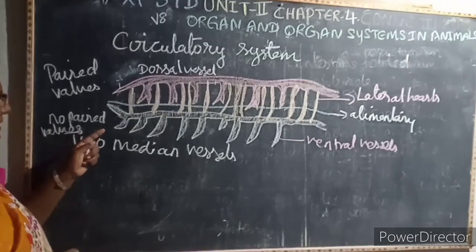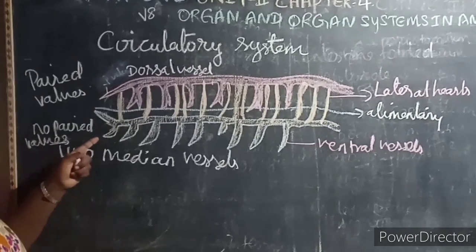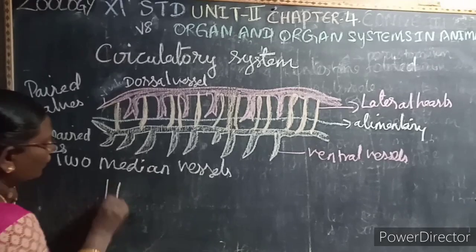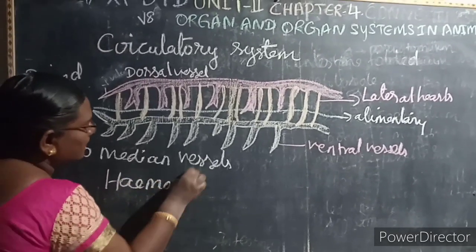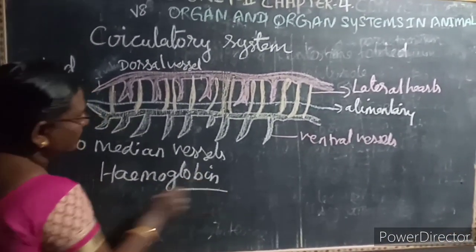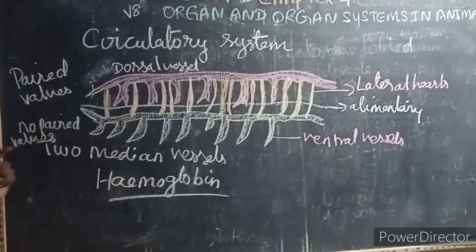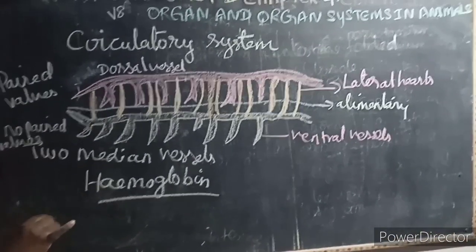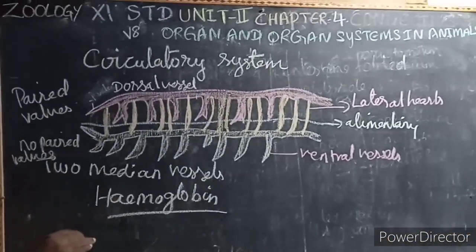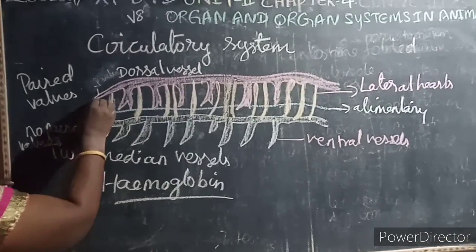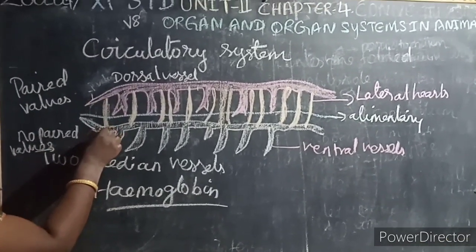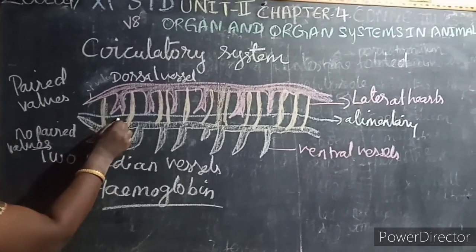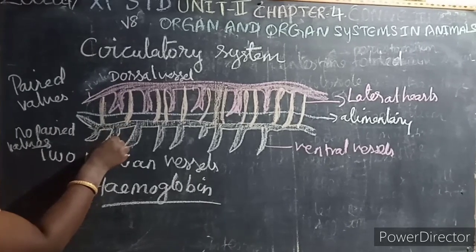In the blood cells, hemoglobin is present. The blood glands produce the blood cells. The hemoglobin gives a red color to the blood. It's very simple. The circulatory system of the earthworm is closed type. It contains blood vessels, capillaries and lateral hearts. The 2 median longitudinal vessels run above and below the alimentary canal. This blue one is the alimentary canal.